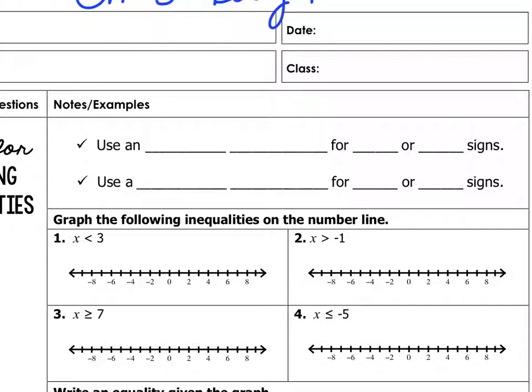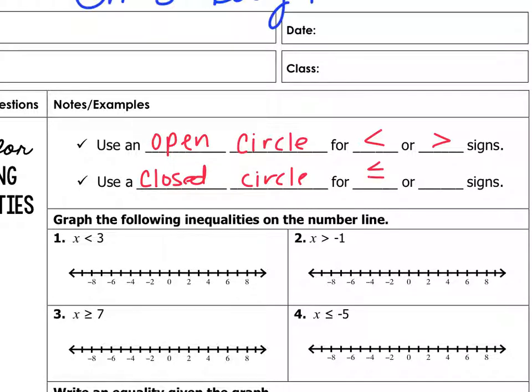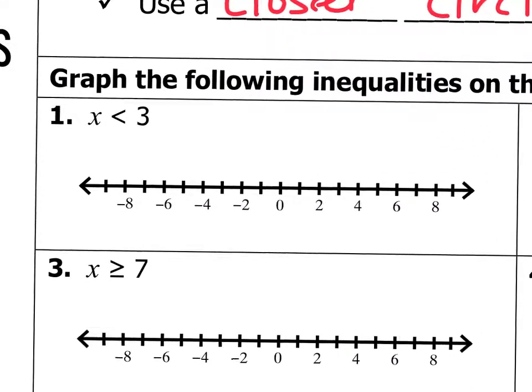So the first thing I want you to write down is we use an open circle for less than or greater than signs. And then we use a closed circle for less than or equal to and greater than or equal to signs. So the very first thing we're going to do, the very first 4 questions, we're just going to practice graphing, okay? And this should kind of bring you back to middle school.